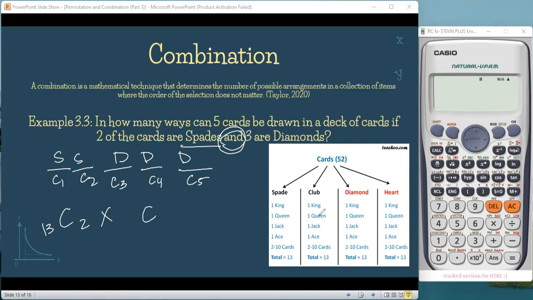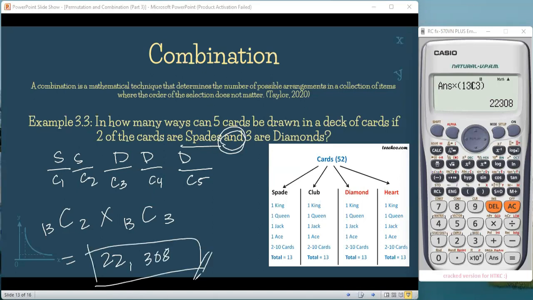At how many diamonds are there in a deck of cards? We have 13 diamonds. Ilan naman pong diamond ang kailangan natin? 3. So let's calculate that. 13 taken 2 at a time for the spades times the combination of 13 taken 3 at a time. So that is 22,308. 22,308 po yung magiging answer natin.